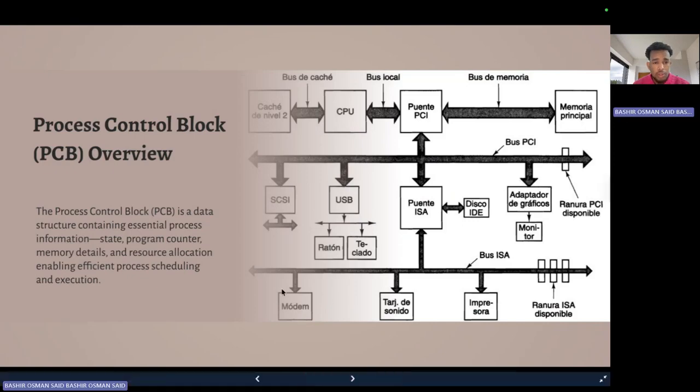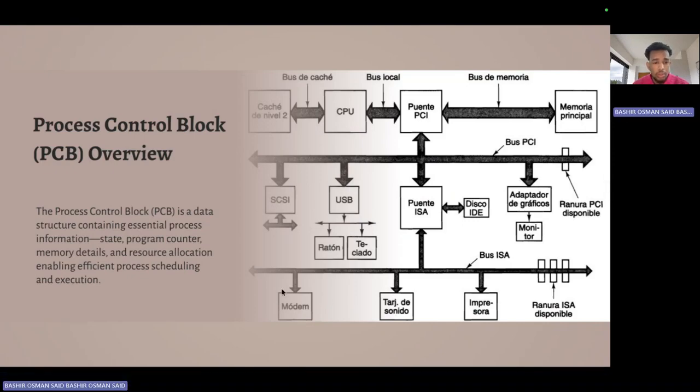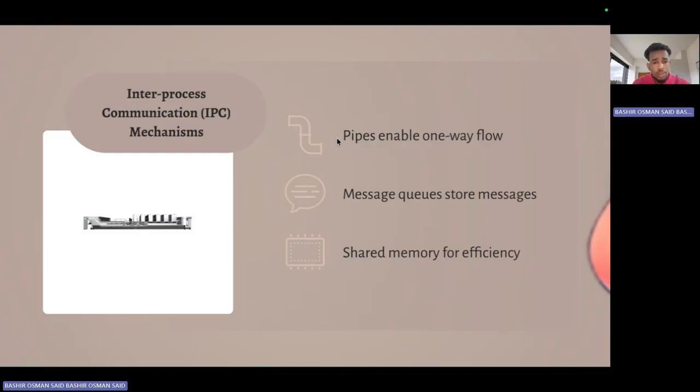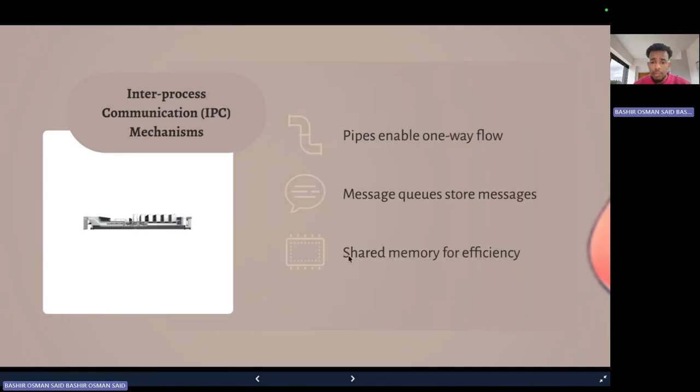This part is talking about the process control block, PCB, overview. The process control block, PCB, is a data structure containing essential process information: state, program counter, memory details, and resource allocation, enabling efficient process scheduling and execution. Inter-process communication, IPC, mechanisms. Pipes enable one-way flow, message queues store messages, and shared memory is used for efficiency.